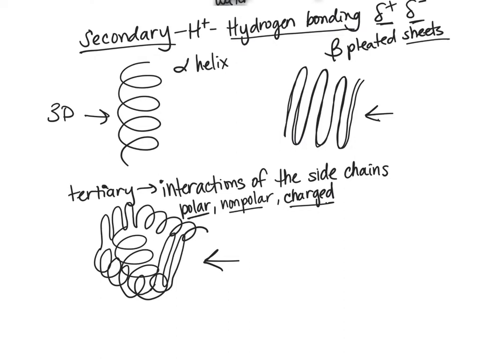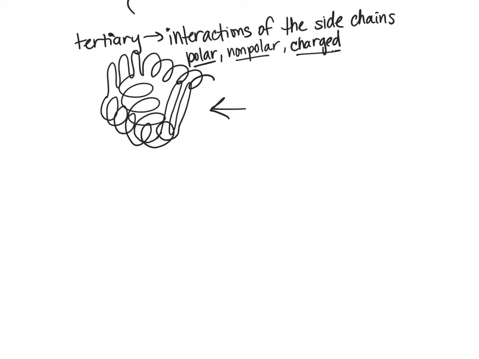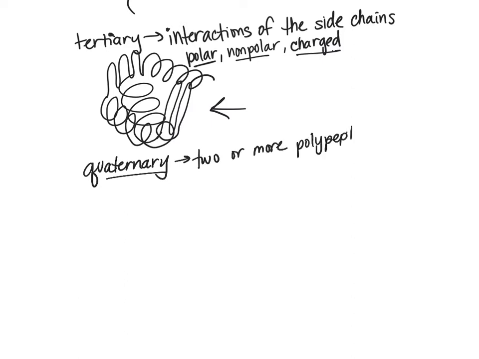Then the last part of our structure is called the quaternary, the fourth part of our structure. And our quaternary level of structure is when we have two or more folded polypeptides, up to that tertiary structure, together. So this would be two or more polypeptides interacting.